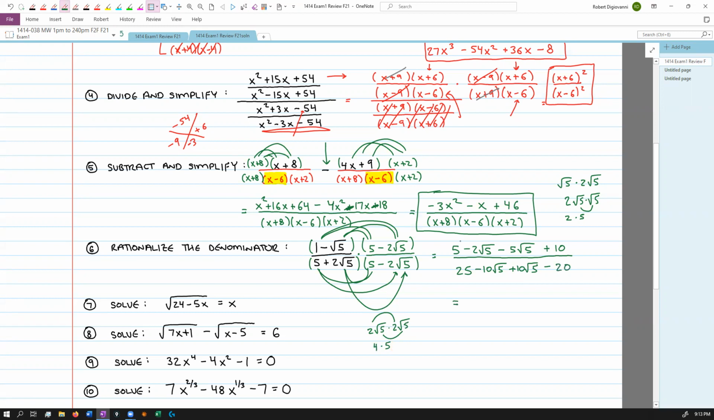And final thing here, on top, 5 and 10 is 15. Negative 2 root 5, take away 5 root 5 is minus 7 root 5. On the bottom, the middle terms go away, and 25 take away 20 is 5. So there we go, it's rationalized.